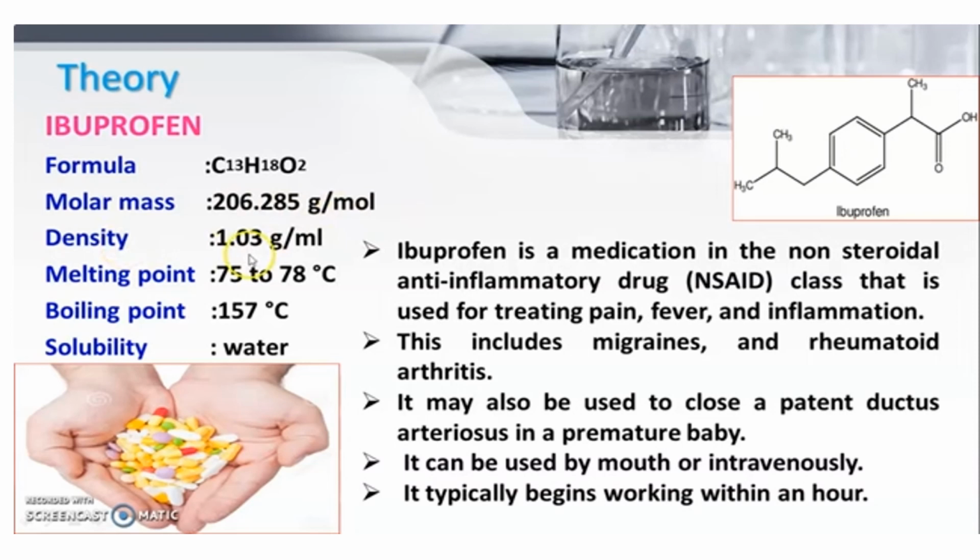Do you know that ibuprofen is a medication in the non-steroidal anti-inflammatory drug class that is used for treating pain, fever, and inflammation. Therefore, it is a most important anti-inflammatory drug. It is used for conditions including migraine and rheumatoid arthritis, and it may also be used for closure of patent ductus arteriosus in premature babies. It can be taken either orally by mouth or intravenously, and it typically begins working within an hour. The half-life of this drug is very short, which is important to give very rapid pharmacological effects.